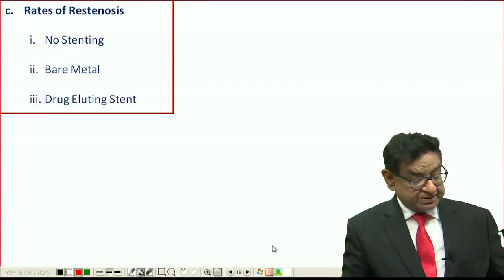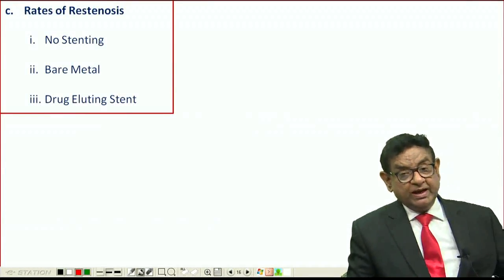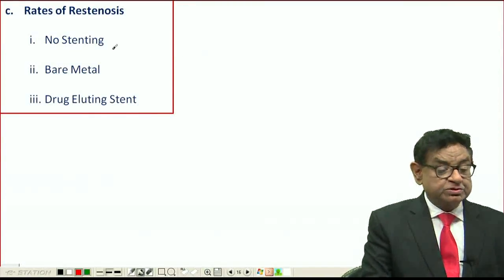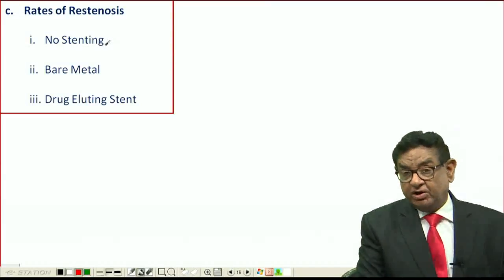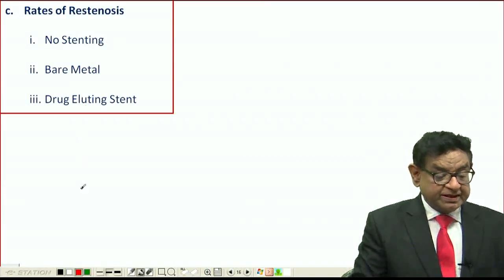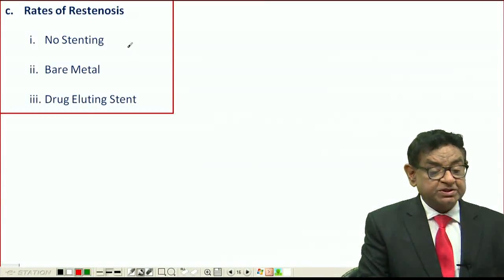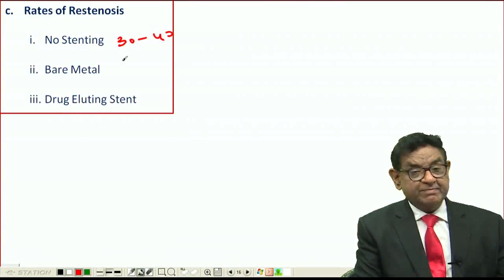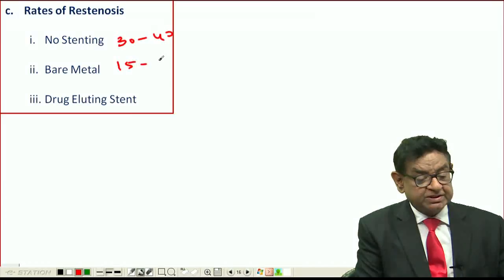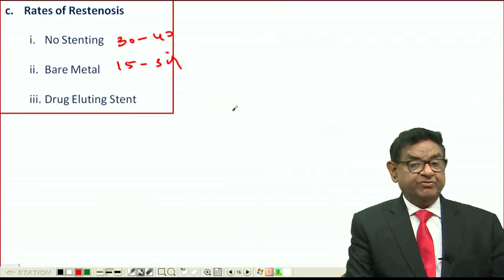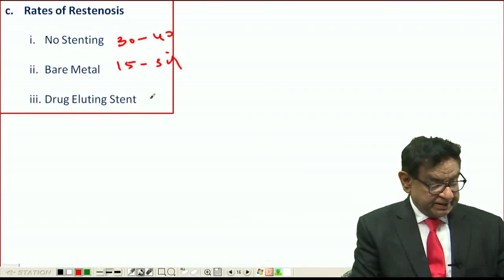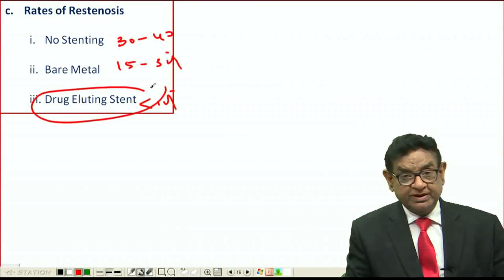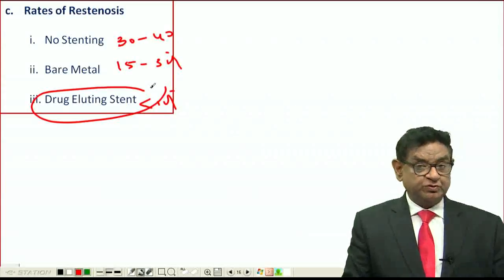Now, the rates of restenosis depend on the different types of stents we use. If no stenting, if you are not using any stent, then the chance of restenosis is 30 to 40%. If you are using a bare metal stent, the chance of restenosis is 15 to 30%. If you are using a drug-eluting stent, then it is less than 10%. That's why a drug-eluting stent is always the first choice.